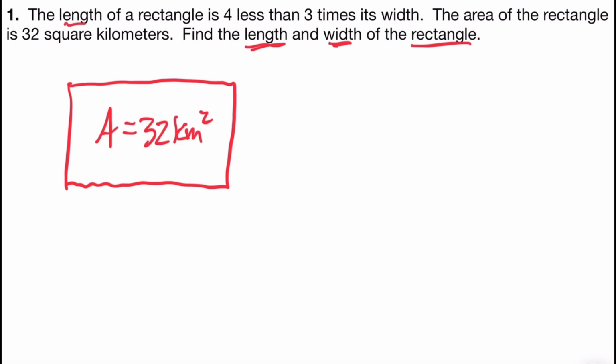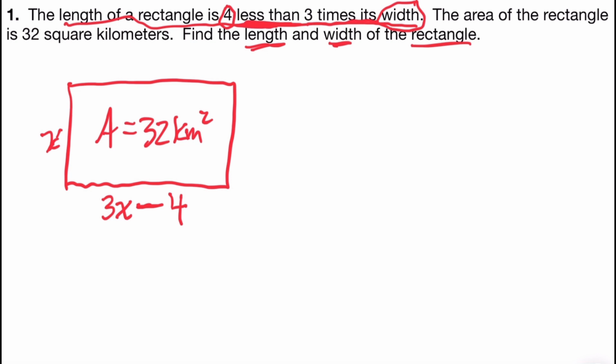The problem says the length of a rectangle is 4 less than 3 times its width. So I'm going to call the width x. And then I'm going to write an expression for the length of the rectangle. It says 4 less than, which means subtraction, and the word than switches the order. So 4 is written first in words, but we'll write it second in symbols. And 3 times the width is written second in words, but we'll write it first in symbols because of the word than. And so my expression for the length is 3x minus 4.